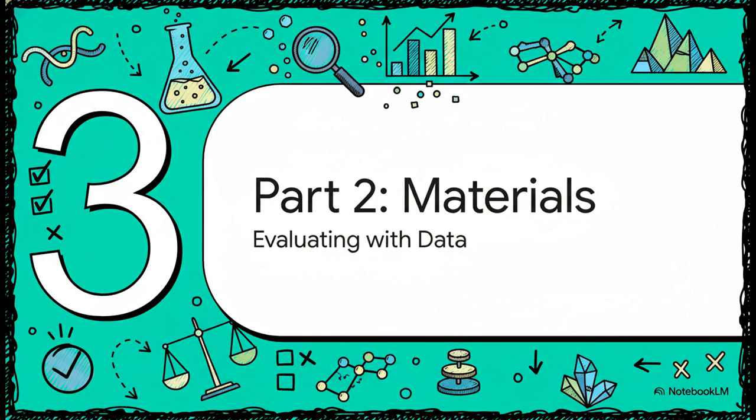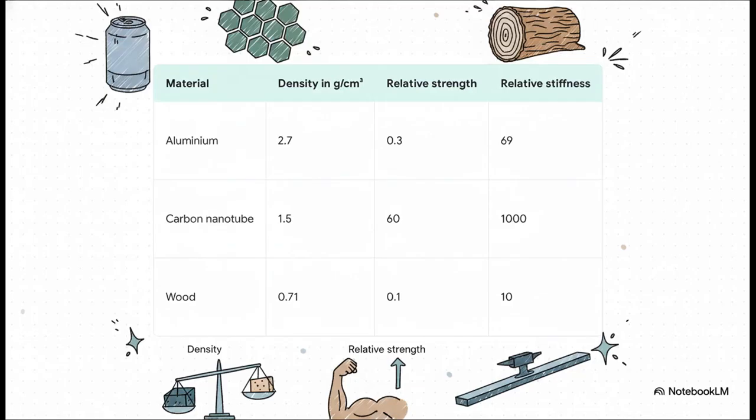Now, this is a classic evaluate question. It's all about looking at some data and using it to weigh up the good and the bad of different materials for a specific job. Okay, first things first. Let's get our eyes on the data in Table 1. We're comparing aluminum, carbon nanotubes, and wood. And we're looking at 3 properties: density, strength, and stiffness. We have to use all this info. Just looking at it, what jumps out at you right away?